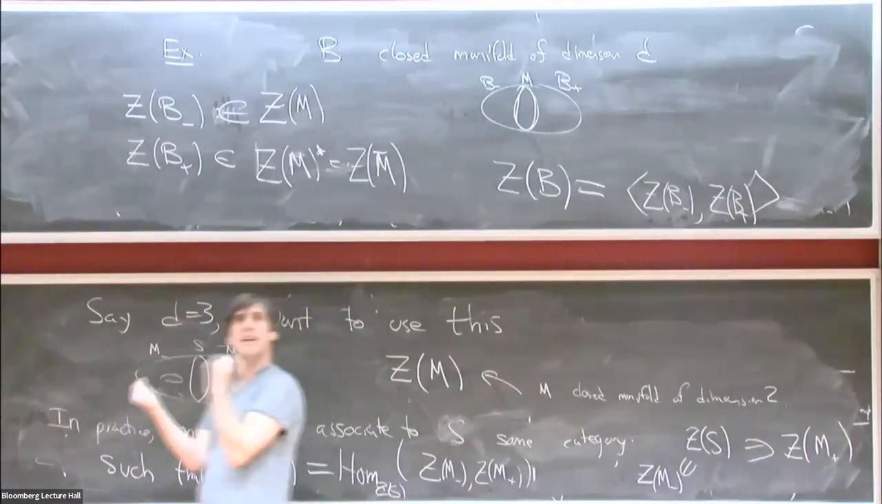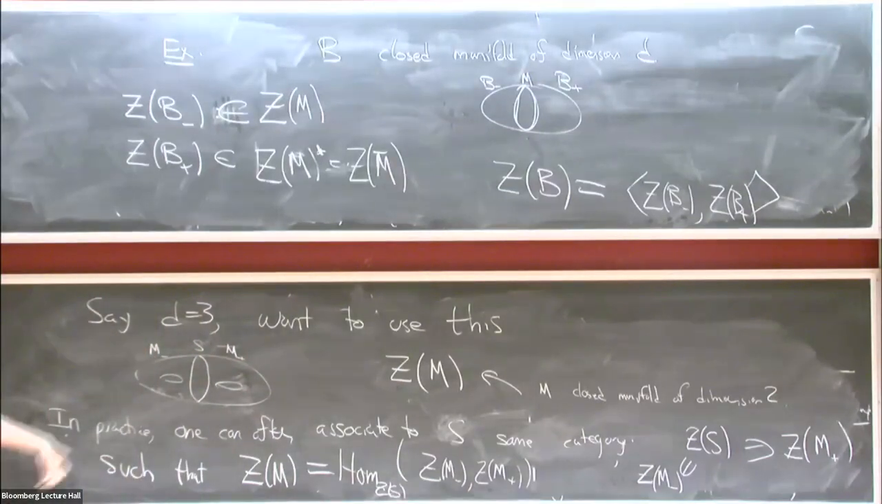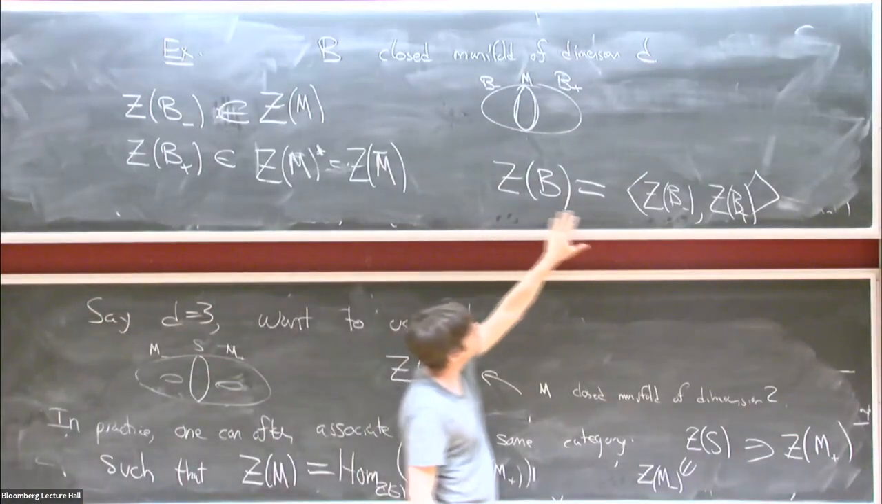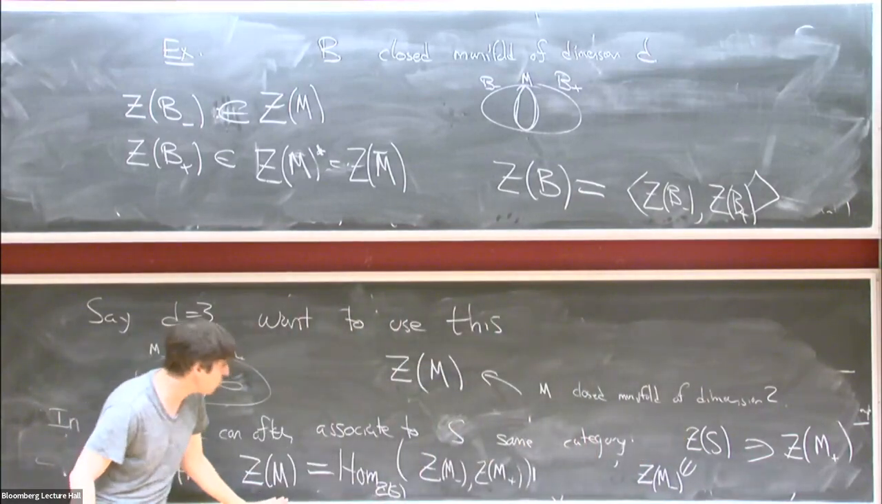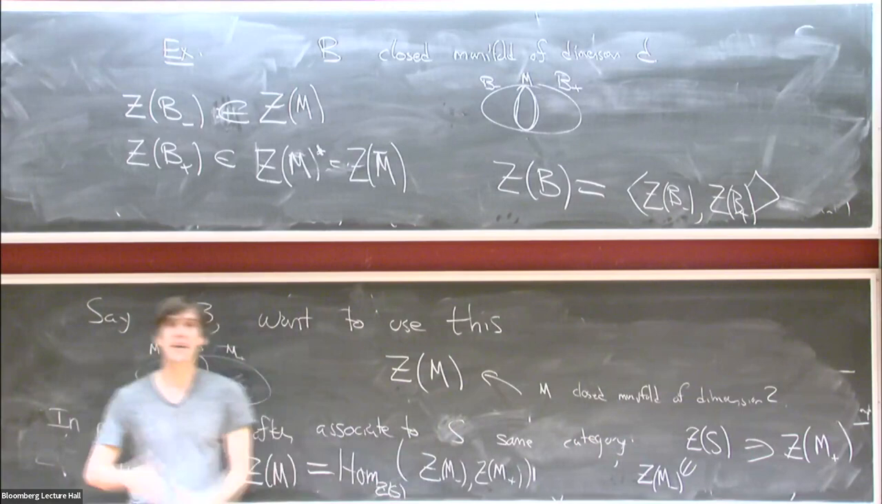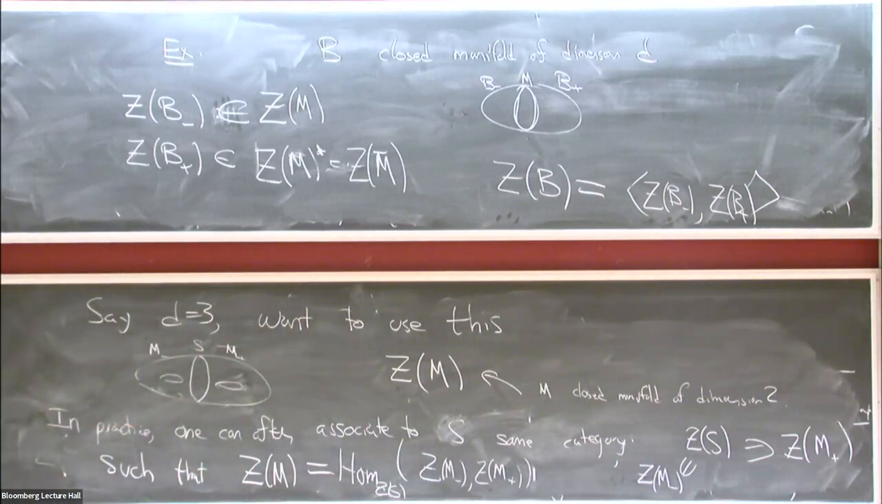Right here, we were trying to compute a number by taking an element of a vector space and an element of the dual vector space and combining them. Here, we're trying to compute a vector space by taking an object of a category and an object of the opposite category and combining them using the structure of the category.